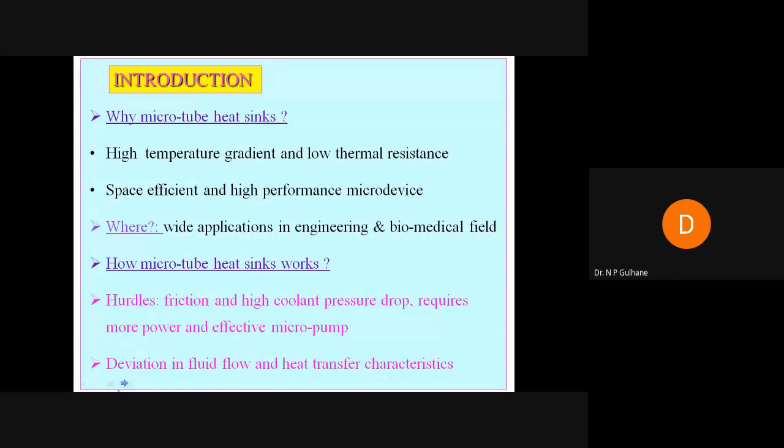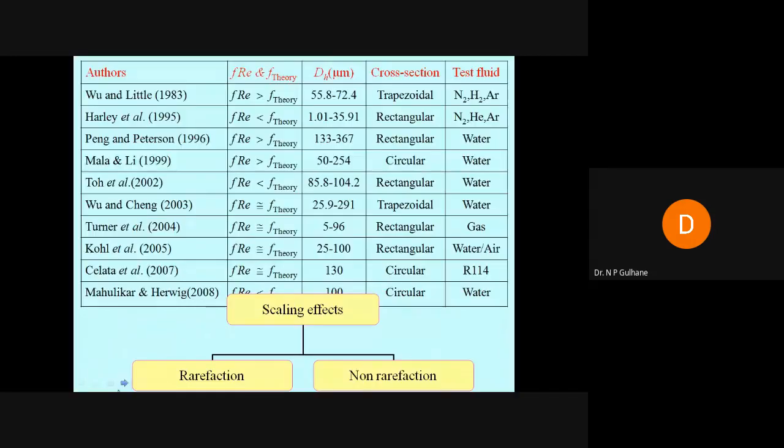So in short, this present work investigates the influence of property variation. Here we have studied different types of property variation, and the study is done in single phase laminar forced gas microconvection with two types, with and without entrance effect. So here you can see how it varies with respect to conventional theory.